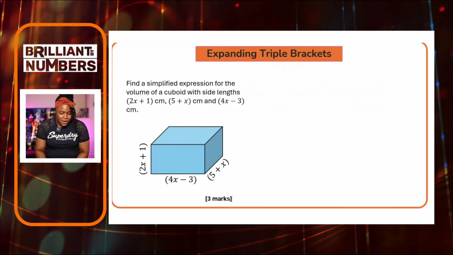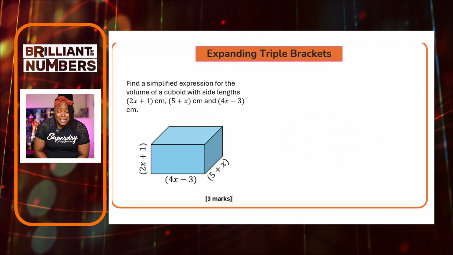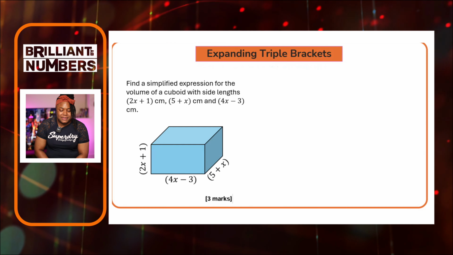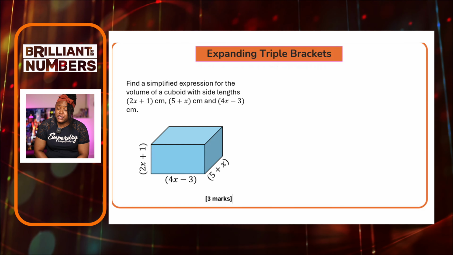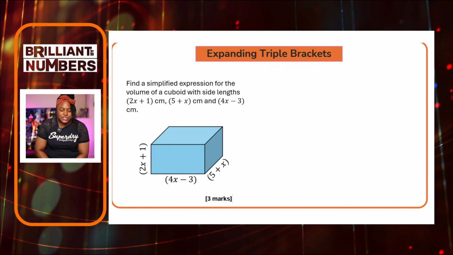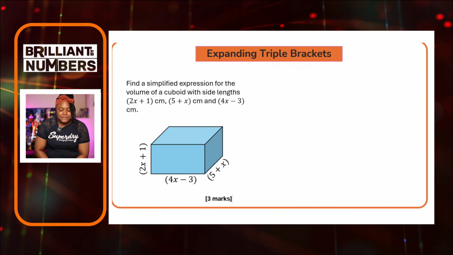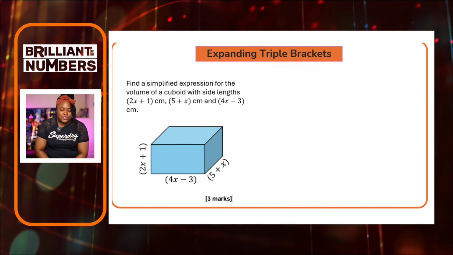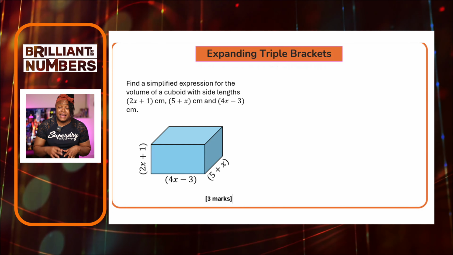Now guys, here is a question I would like you to try. So it says find and simplify expressions for the volume of a cuboid with side lengths 2x plus 1, 5 plus x centimeters, and 4x minus 3 centimeters. So it asks you to find the volume.